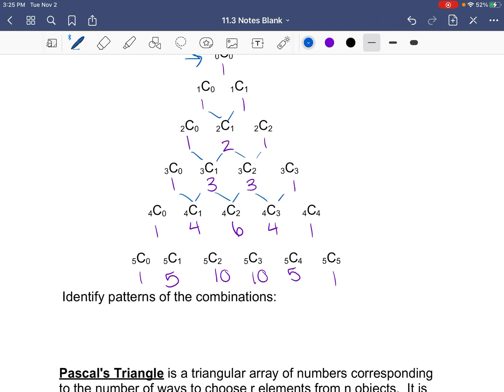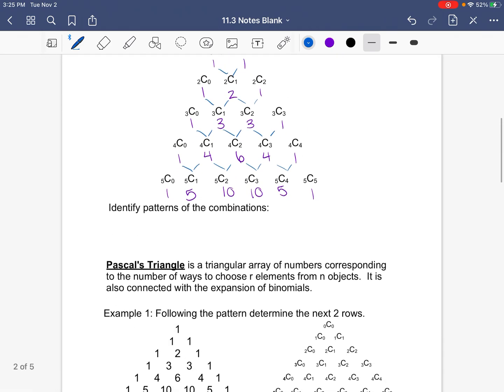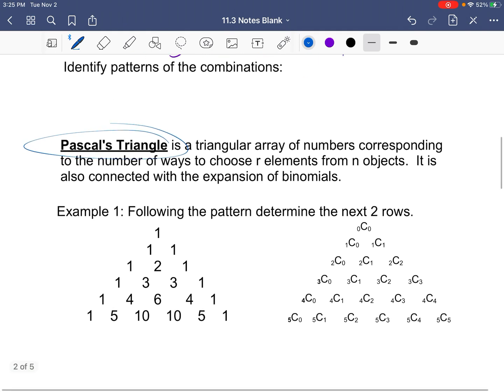And again, starting with a 1, we have 4 plus 1 gives us 5, 4 plus 6 gives us 10, 6 plus 4 gives us 10, and 4 plus 1 gives us 5. This beautiful little triangle we just created is called Pascal's triangle. It's a triangular array of numbers corresponding to the number of ways to choose r elements from n objects. It's connected with the expansion of binomials.